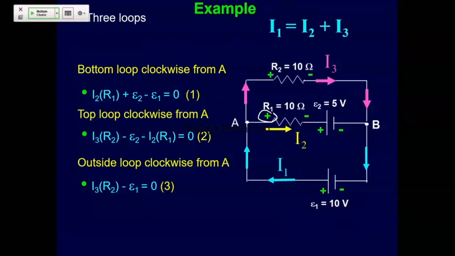And finally, the outside loop turns out to be the easiest one. There's not that much stuff here. So outside loop clockwise from A. So I go to here. I get positive R2 times I3, and I come over to here, negative epsilon 1, and then I come back to there and get equal to 0. So these are my three equations, again, that I got through the setup. And at this point in this problem, it just becomes an algebra problem, like a high school algebra problem from your past, three equations, three unknowns kind of a thing. Actually, four equations, three unknowns.